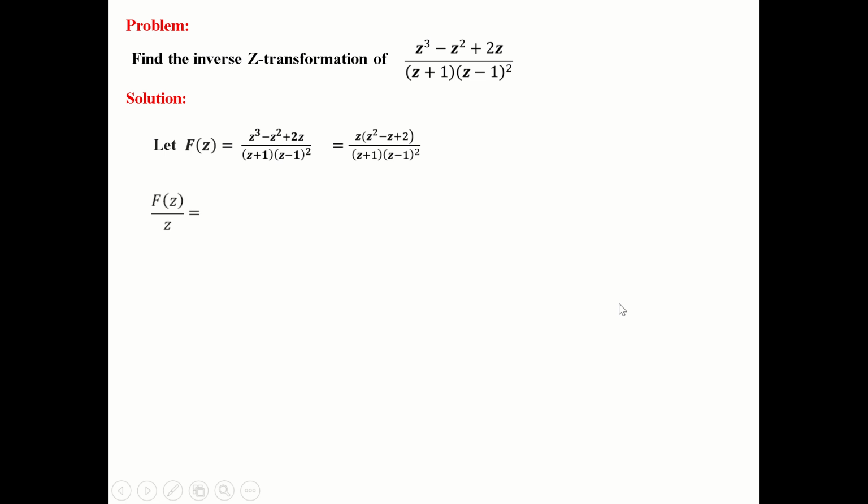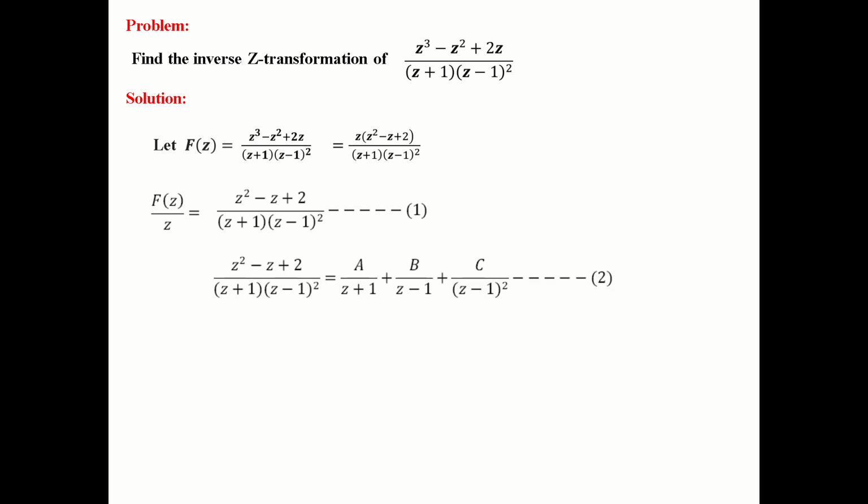So f(z)/z, dividing by z on both sides, we get f(z)/z = (z² − z + 2) / ((z + 1)(z − 1)²). The z in the numerator and denominator get cancelled. So equation number 1. Let us take (z² − z + 2) / ((z + 1)(z − 1)²) = A/(z + 1) + B/(z − 1) + C/(z − 1)². It is equation number 2, by partial fractions.